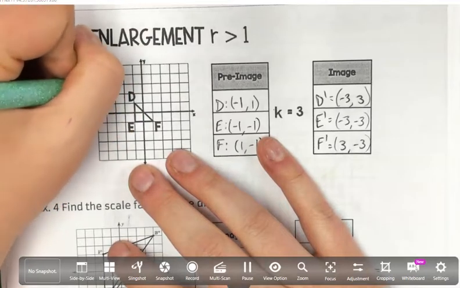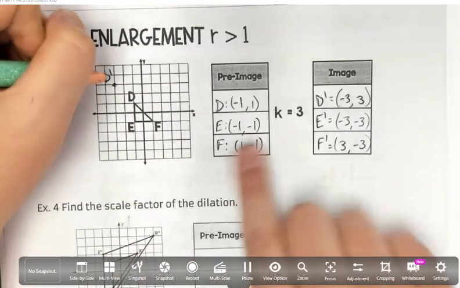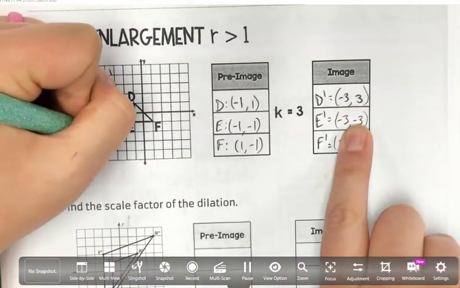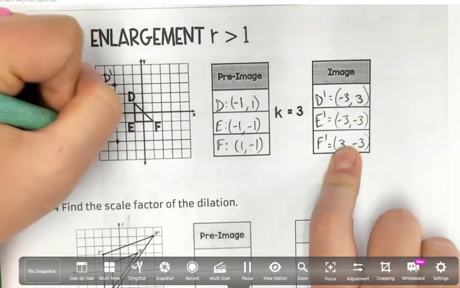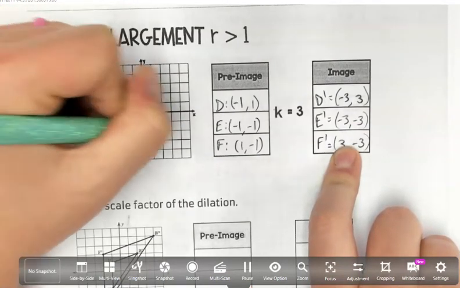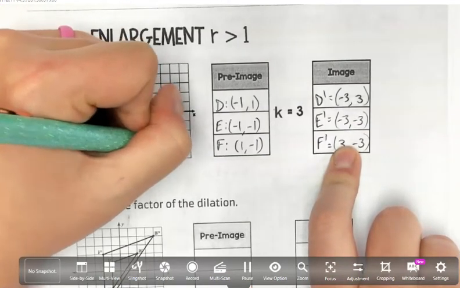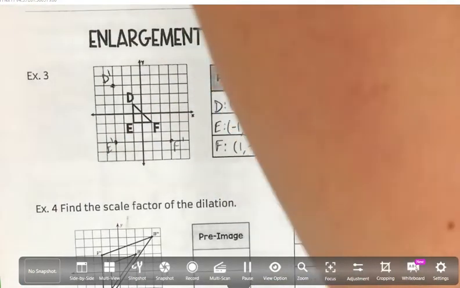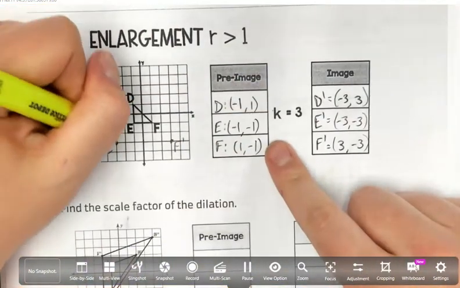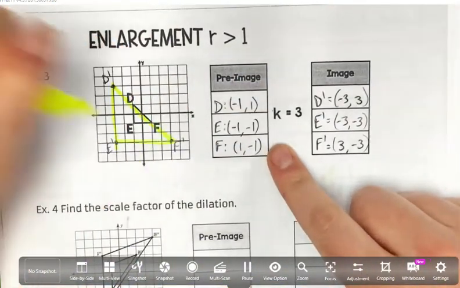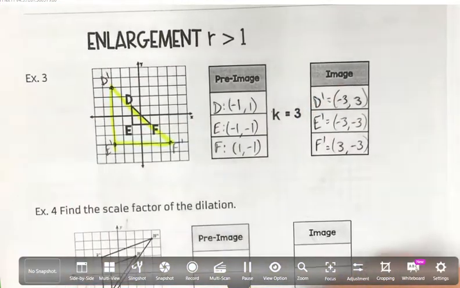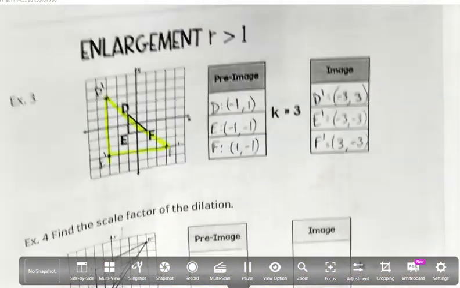So now I'm going to plot these points. There's my D prime. -3 would be my E prime. And my F prime. And then my new shape would be that big triangle. All right, moving on to number 4.